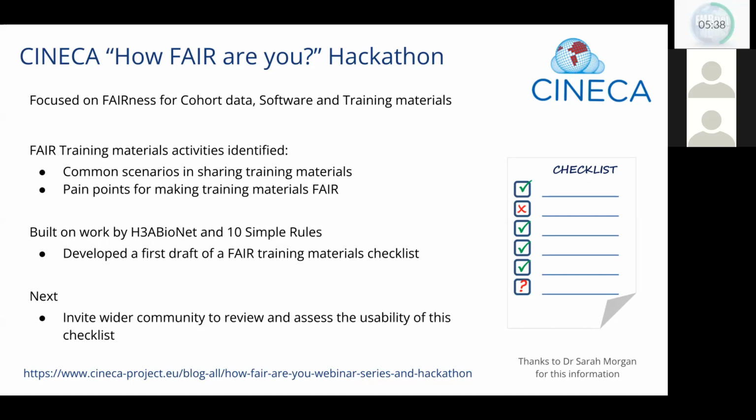So the next steps coming out of this particular event are to share this checklist with the wider community, which is something that we'll do in the Elixir Hackathon later in the year. If you want to know more about the outcomes of the Seneca Hackathon, there's a really great blog post that Nikki Mulder wrote that you can see here linked on the screen.